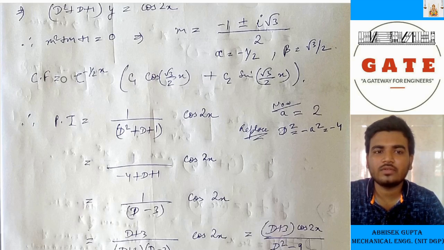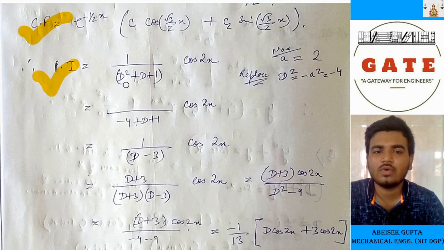So CF equal to e power minus 1 by 2 x, means alpha is minus 1 by 2 and beta is root 3 by 2. So e power minus 1 by 2 x, C1 into cos root 3 by 2 x plus C2 sin root 3 by 2 x. This is the CF. And how to find PI? PI equal to 1 by f of D cos 2x, f of D is 1 by D square plus D plus 1.